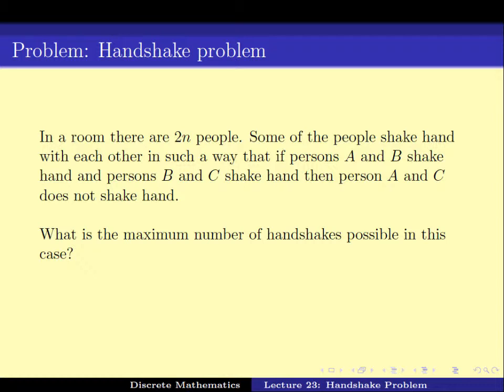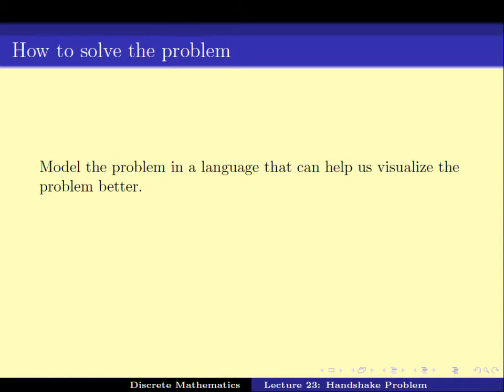Now in the last video we saw that this particular problem can be modeled using graph theory. So let me quickly go over the introduction of graph theory once again. So we would like to model this problem using the language of graph theory.